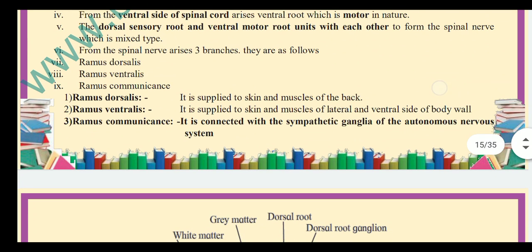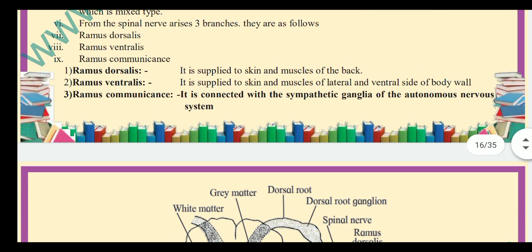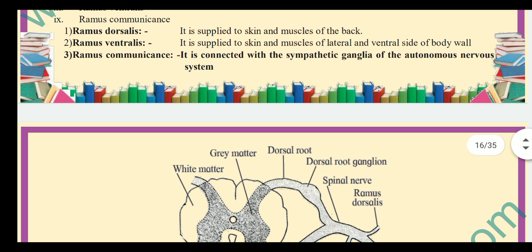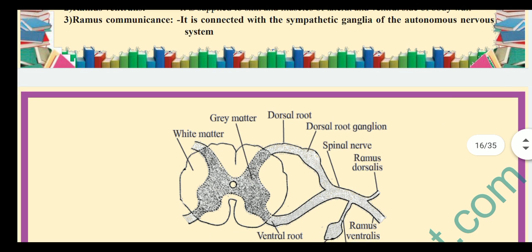From the spinal nerve arise three branches. They are as follows: ramus dorsalis, ramus ventralis, and ramus communicans. Ramus dorsalis supplies the skin and muscles of the back. Ramus ventralis supplies the skin and muscles of the lateral and ventral side of the body wall. And ramus communicans is connected with the sympathetic ganglia of the autonomic nervous system.